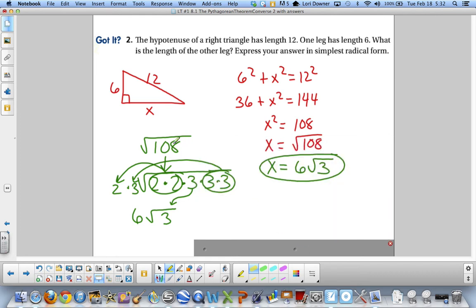If you're doing simplest radical form, you can see 108 factors down into the prime factorization 2 times 2 times 3 times 3 times 3. It takes 2 of our factors to come out as 1.